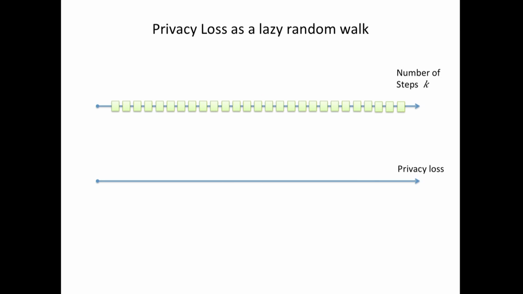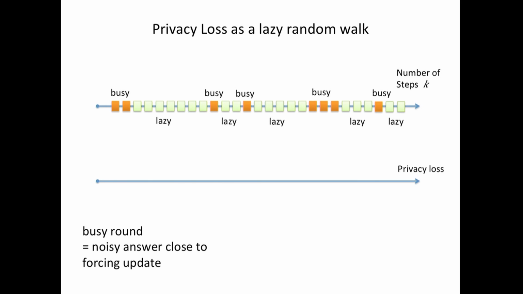And the way the analysis goes is that you're going to look at a subset of the rounds. You call these rounds busy rounds, and all the rounds that are not busy are lazy. Okay? And busy rounds are rounds that were close to being an update round. Think of them as being update rounds, but a little bit more. They actually could be close to being an update, even though no update occurred. Okay? So the noise variable came out close to causing an update, even if it didn't cause an update. Okay? But all update rounds are also busy rounds. So I'll say exactly what I mean by busy round later on.